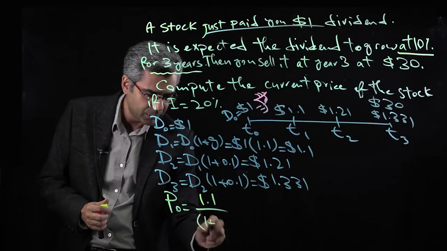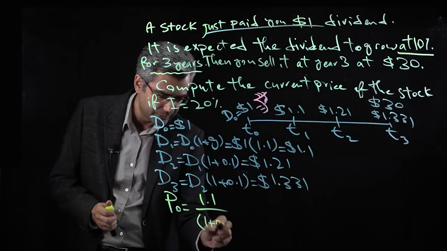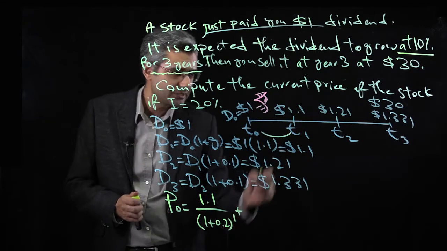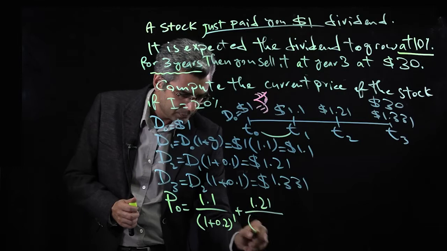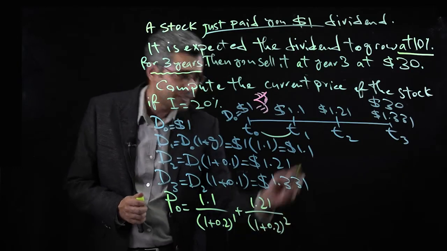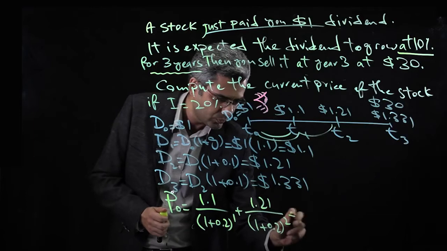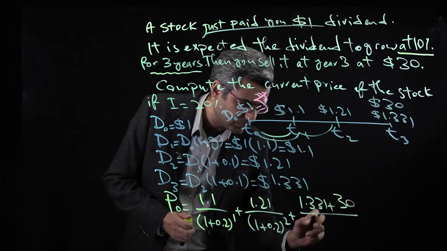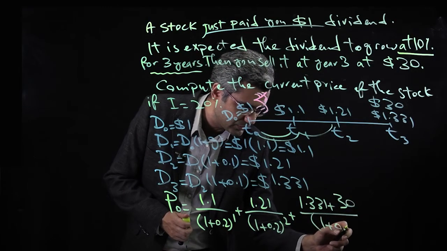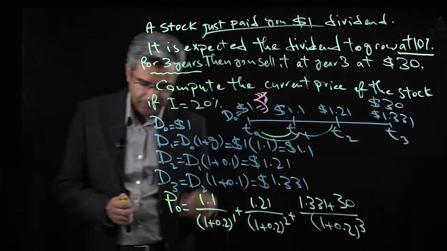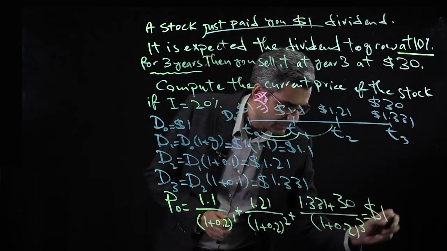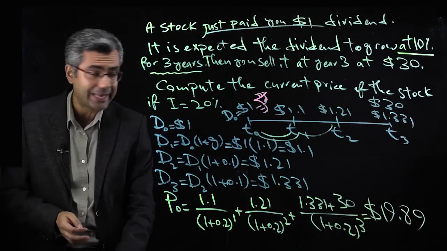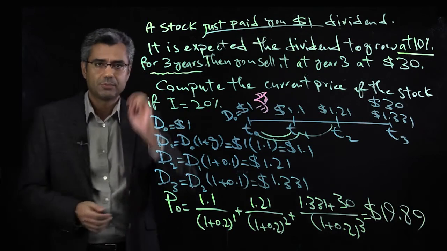D1 divided by 1 plus the interest rate, 20%, to the power of 1 because we discount for 1 period. Then the next cash flow, 1.21 plus D2, we discount for 2 periods. And the last one is 1.331 plus $30, and we discount these cash flows for 3 periods. And if you compute, the price is $19.89 US.